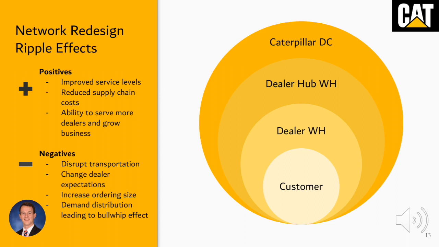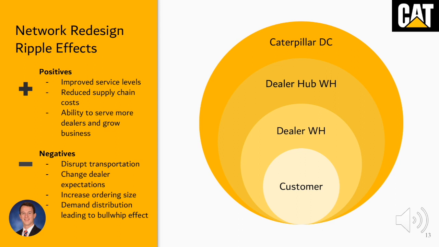Dealer network redesign can cause both positive and negative ripple effects for Caterpillar's own parts network depending on the change being made. A redesign of any type will disrupt transportation routes and cause a readjustment period before efficiencies are realized. Additionally, a consolidation redesign, such as moving from flat to hub and spoke, will change dealer expectations on lead times and likely contribute to dealers ordering in larger quantities from the hub. This will negatively impact the demand distribution put on Caterpillar's distribution centers.